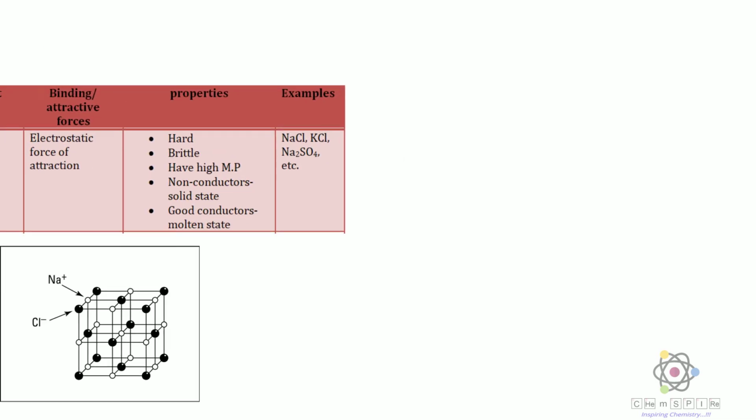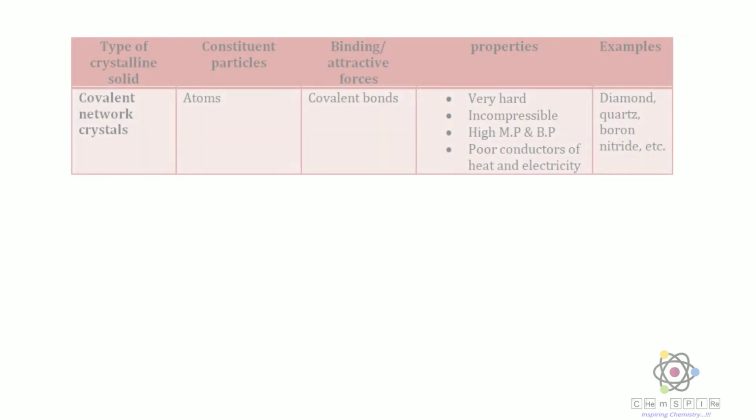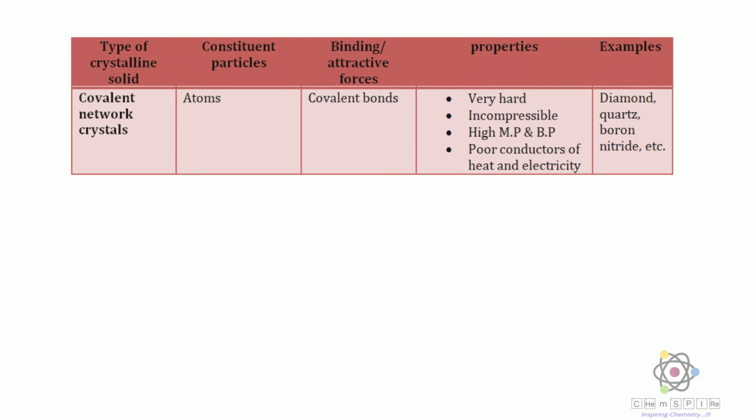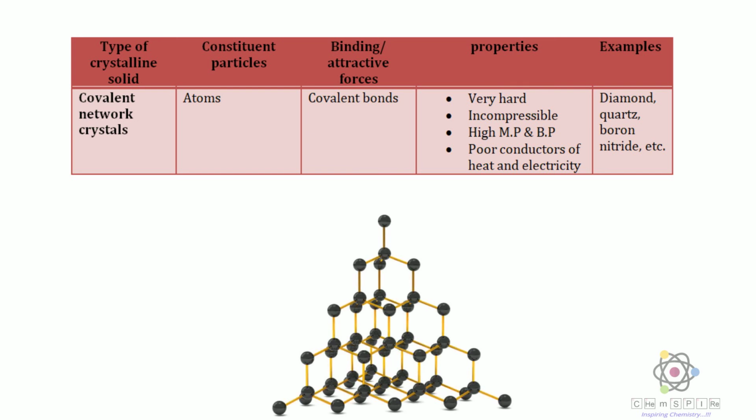Next is covalent network crystals. The constituent particles in covalent network crystals are atoms which are held together by covalent bonds. So in diamond, all the carbon atoms are held together by covalent bonds. They are very hard, incompressible, they have high melting points and boiling points, and they are poor conductors of heat and electricity. Examples are diamond, quartz, boron nitride, etc.